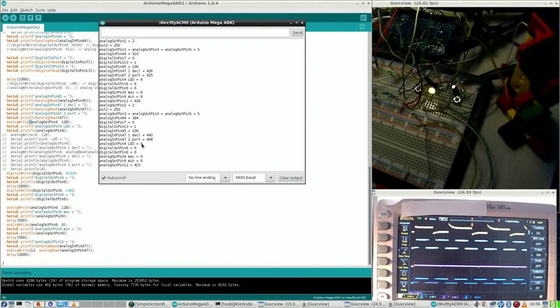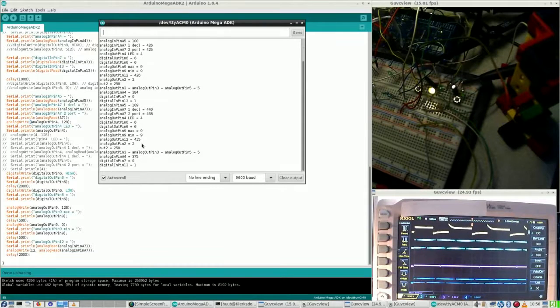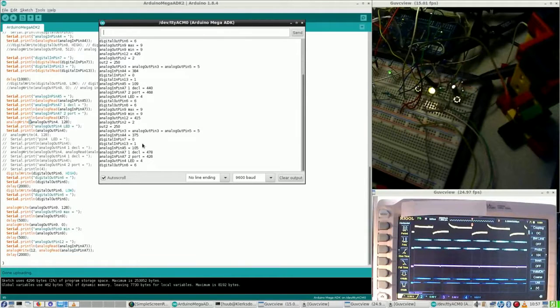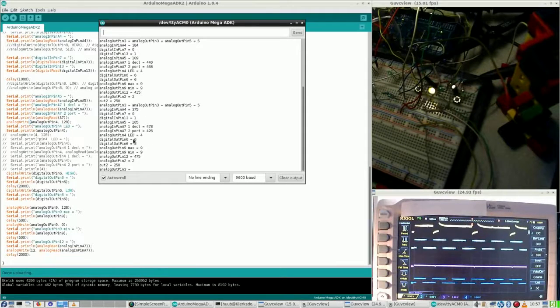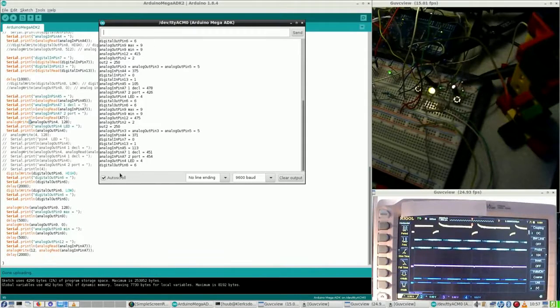Four. Right, okay. I can't get a nice true value out of it because this 4, okay, let me stop again. This value 4 should be 128.